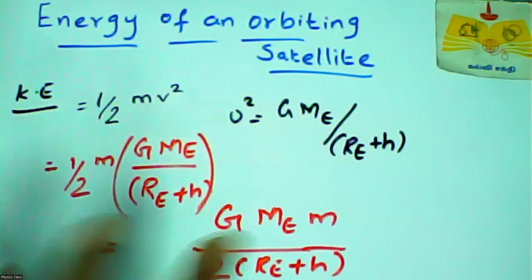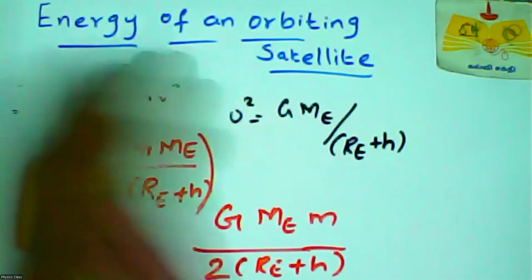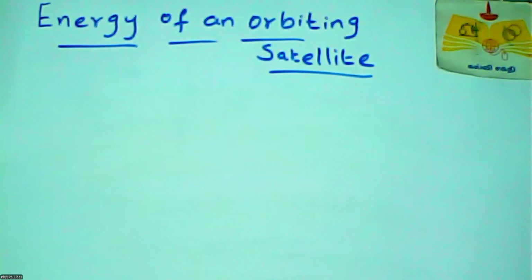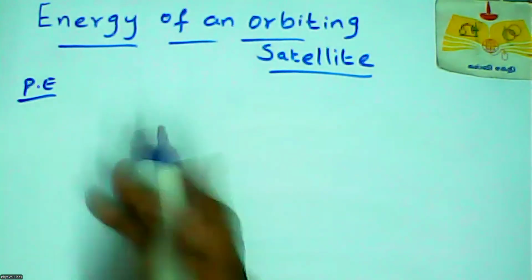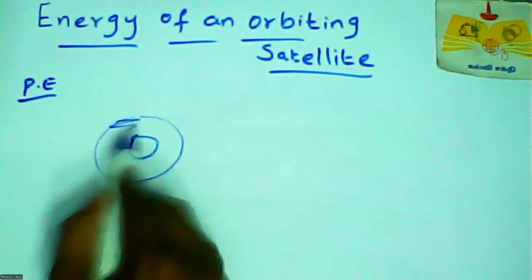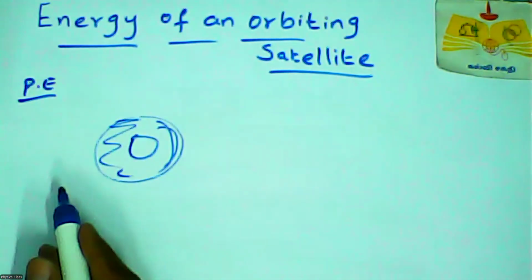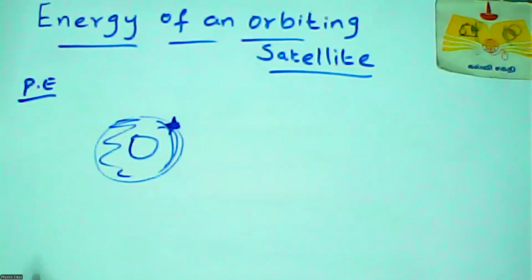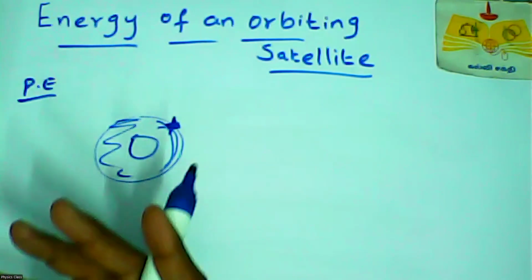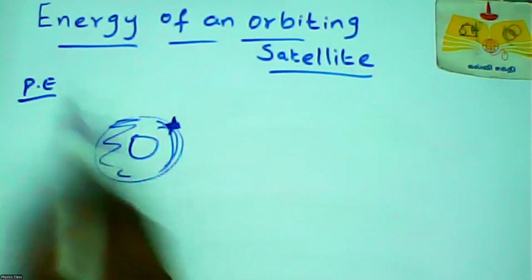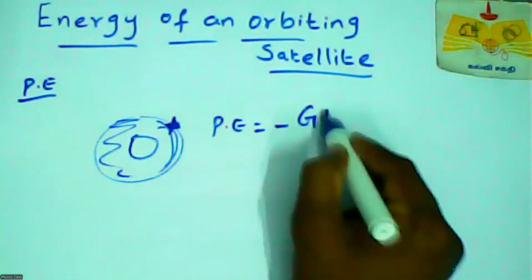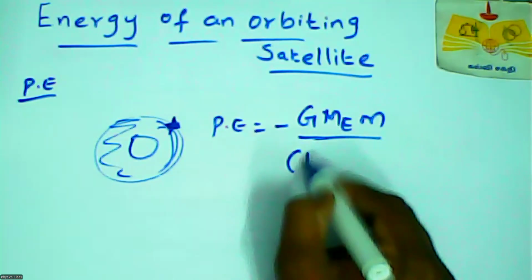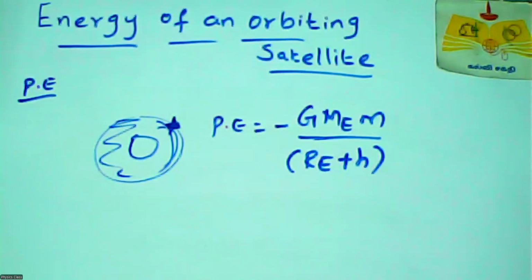Now we will move on to the next energy, that is potential energy. The satellite is under the influence of the Earth's gravitational field. So here is the Earth, and this is the field of the Earth, the Earth's gravitational field. Here a satellite is there, and it is under the influence of that field, which gives it gravitational potential energy. The potential energy formula: P is equal to minus GM_E m by (R_E + H). So this is the expression for the potential energy of the satellite under the influence of the Earth's gravitational field.